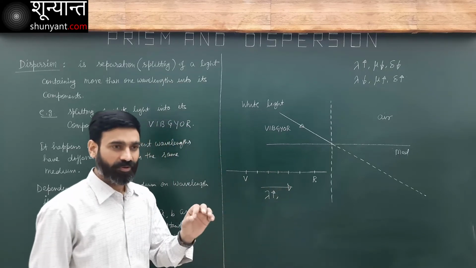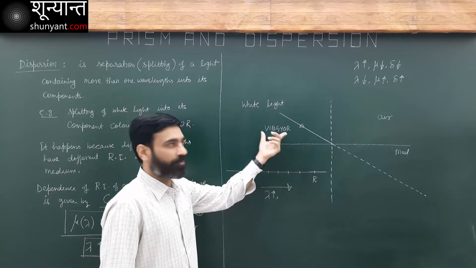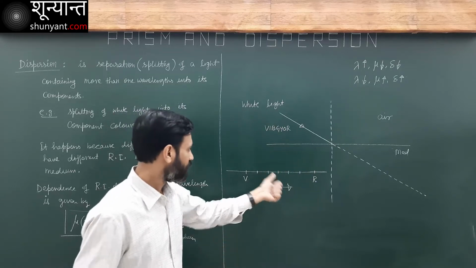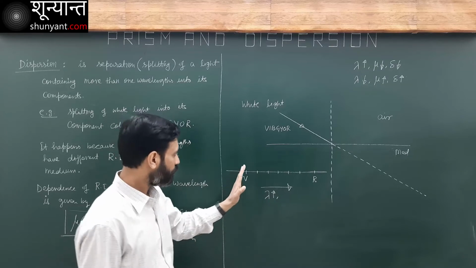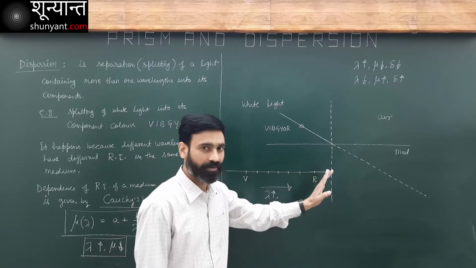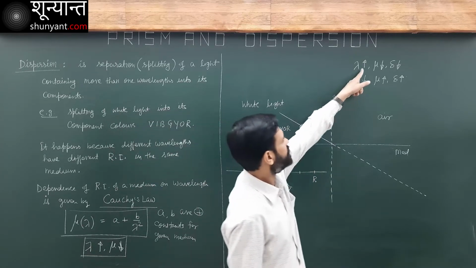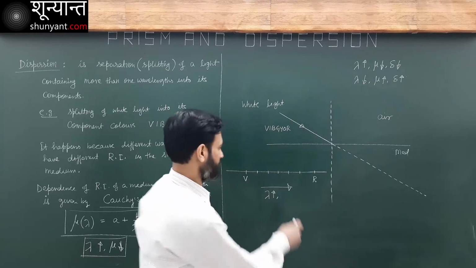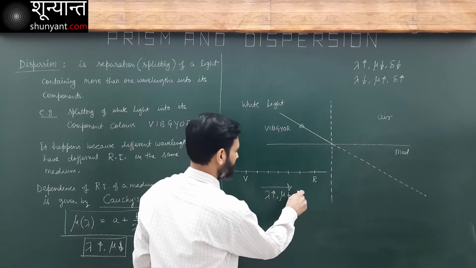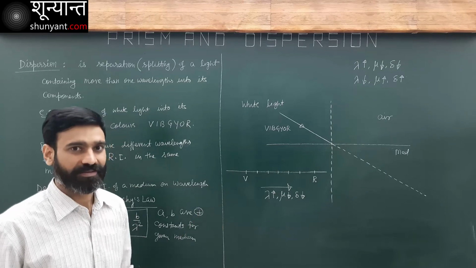This is something that you have to remember. In the spectrum of visible light, the wavelength of red is maximum and the wavelength of violet is minimum. So when I go from violet to red, lambda increases. When lambda increases, refractive index decreases, and then the deviation also decreases. More refractive index, more deviation.